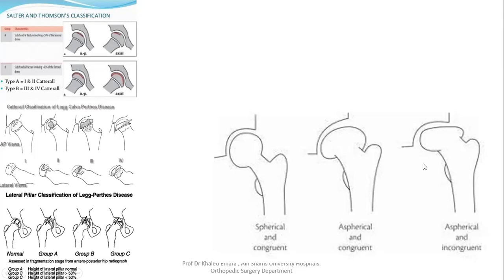How to do this classification? By hip arthrography. So we know exactly where's the diseased side, where's the osteophyte, and we bring this osteophyte away from the flexion of the acetabulum, not force it inside the acetabulum.